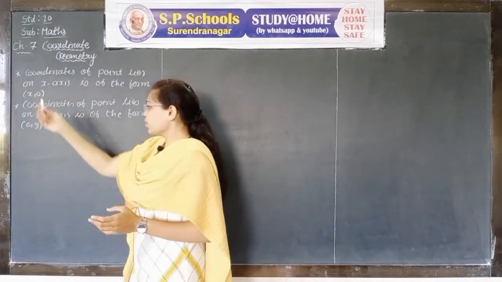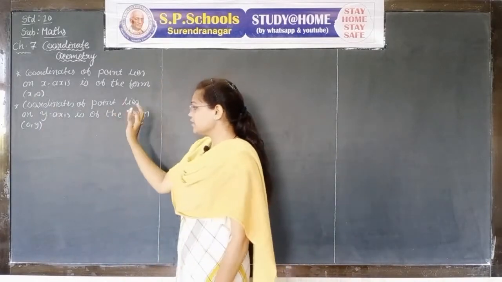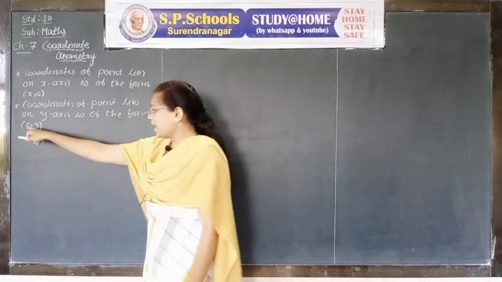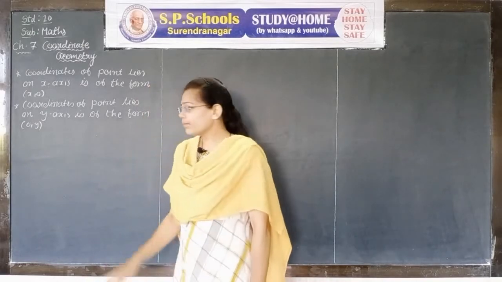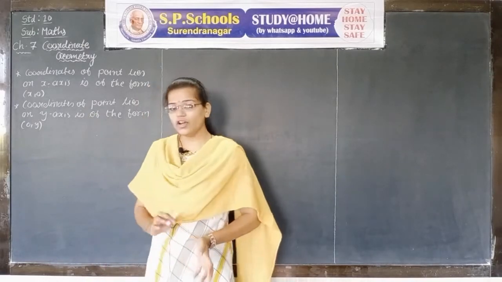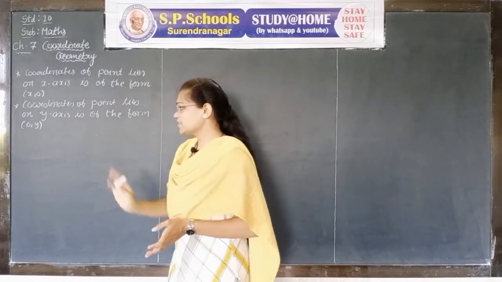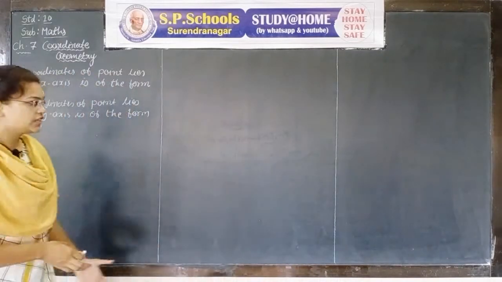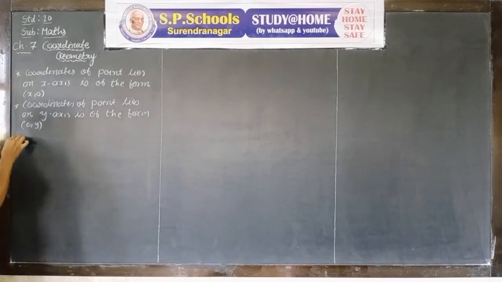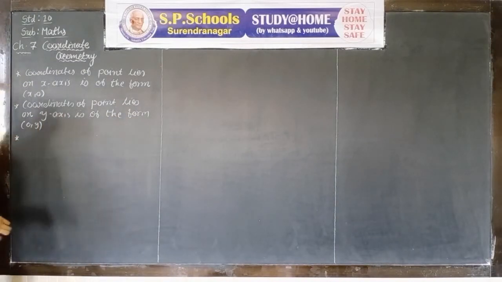x-axis, the y coordinate is 0, and if the point lies on a y-axis, the x coordinate is always 0. They are in the form of (x, 0) and (0, y) respectively. These are the points that lie on the x-axis and the y-axis. Now we see the distance between 2 points on the x-axis and on the y-axis.